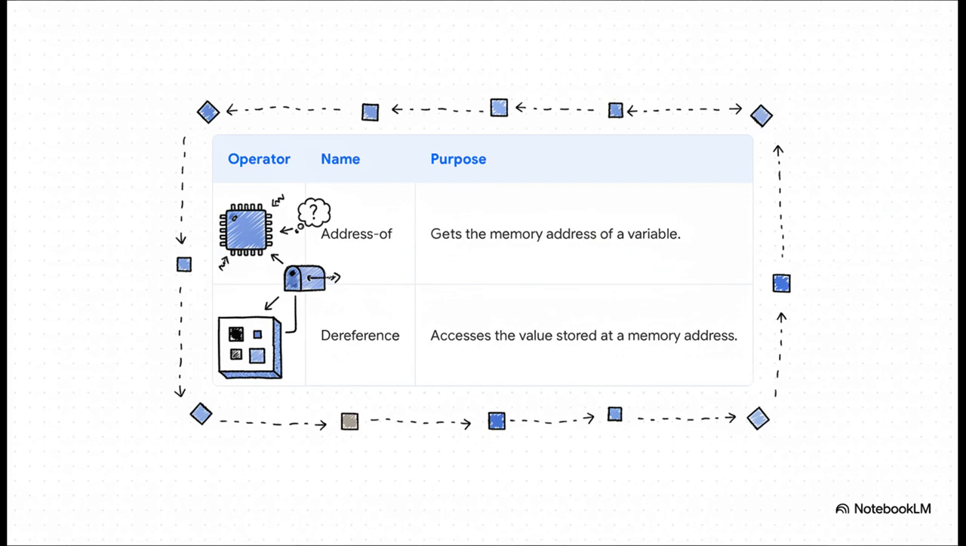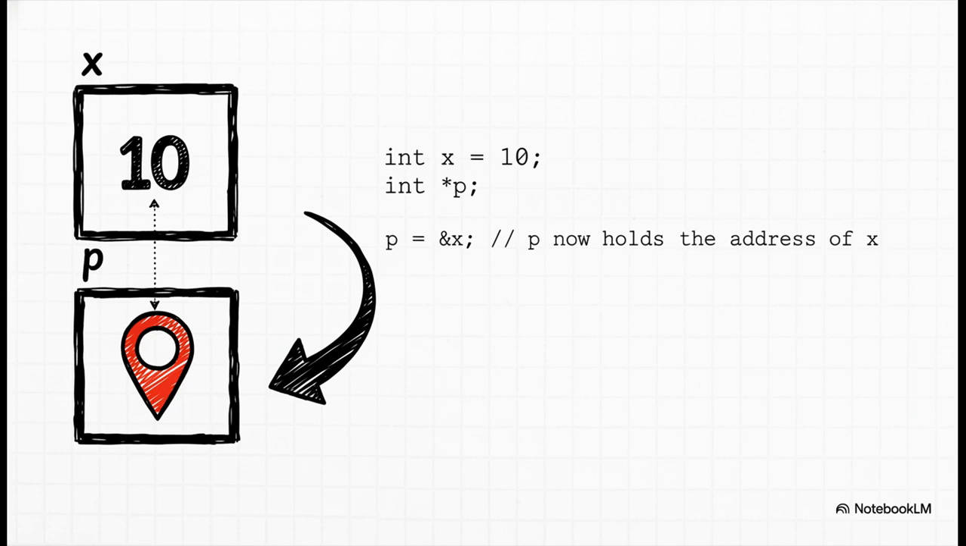Then you have the asterisk, star. This is the dereference operator. This is how you say, okay, I've got an address, now go to that address and tell me what value is stored there. Let's just walk through this simple piece of code.